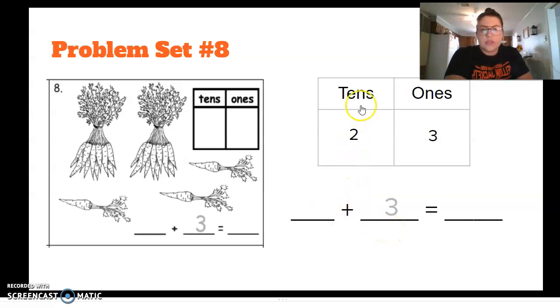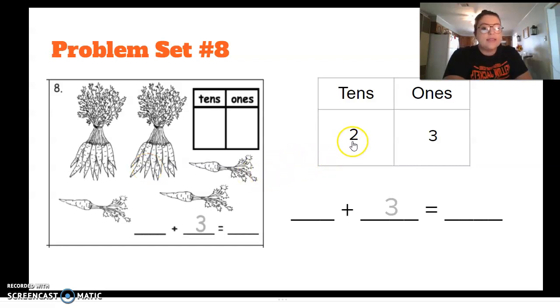Okay, now it's wanting us to make a number sentence, okay? So when we look at 2 10s, like I've said before, we can't just take this 2 and put it down here, because then it would be 2 plus 3. 2 plus 3 equals 5. Are there only 5 carrots over here in this picture? No, there's more than that.